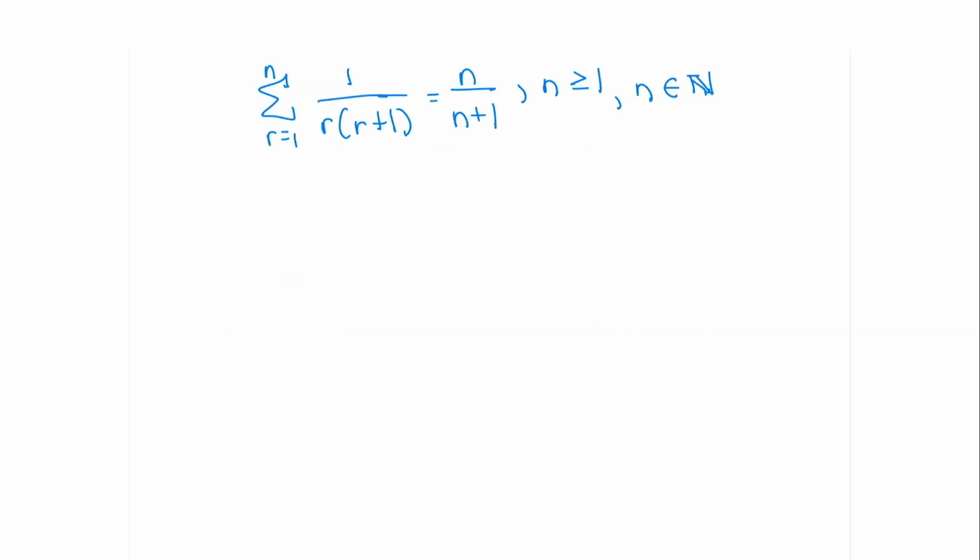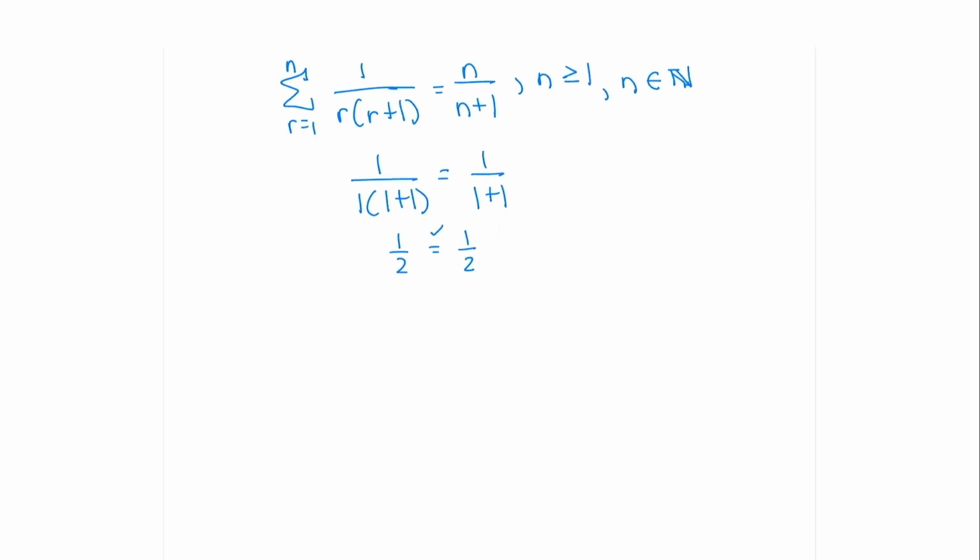Let's walk through another example. So here we have the sum of 1 over r times r plus 1 equals n over n plus 1. First, we have to prove our base case. So let's try to replace our variables with 1 and see if we get the same thing on both the left and the right side. So here we're going to get 1/2 on the left side and 1/2 on the right side. So our base case is proven.